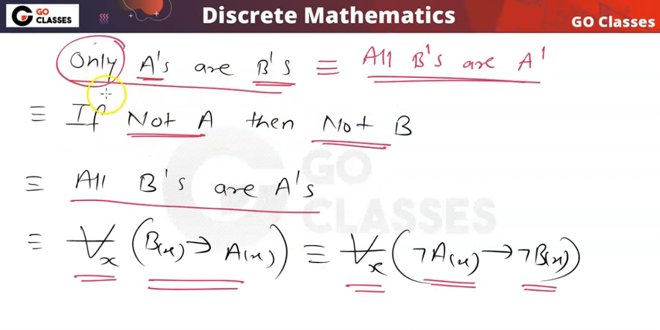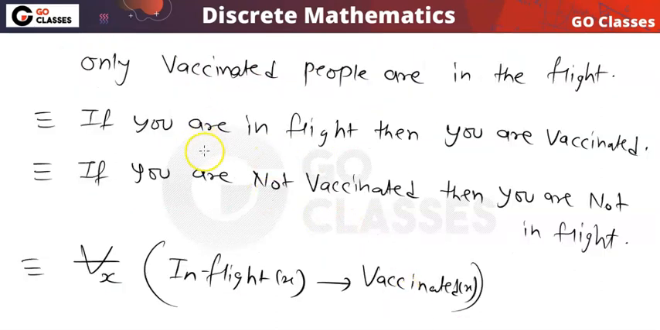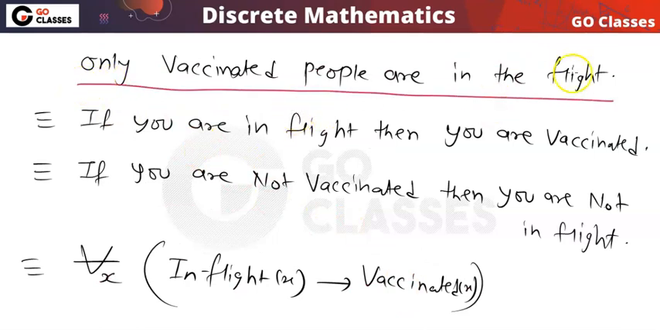Now some students get confused in this: only A's are B's. It means all B's are A's. Just to explain this, let me take one example. For example, only vaccinated people are in the flight. Remember, it does not mean that all the vaccinated people are in the flight. It means that in the flight, whoever is there, he or she is vaccinated. So we can say that if you are in flight, then definitely you are vaccinated, correct? So this is the meaning.